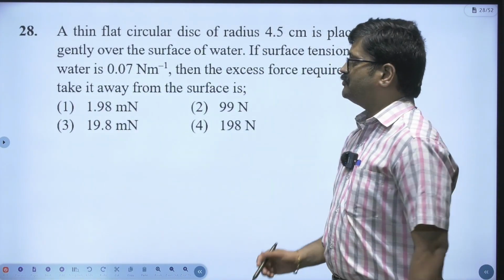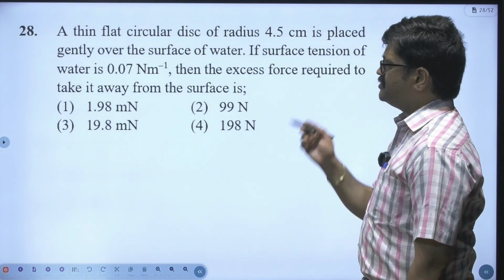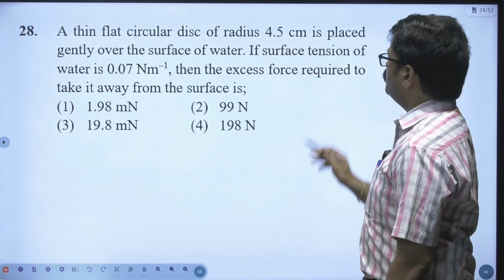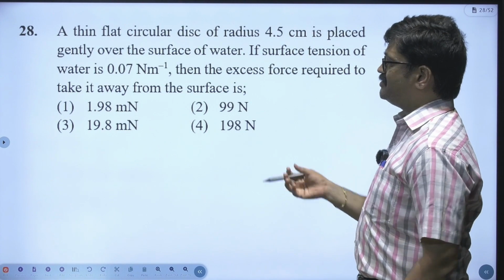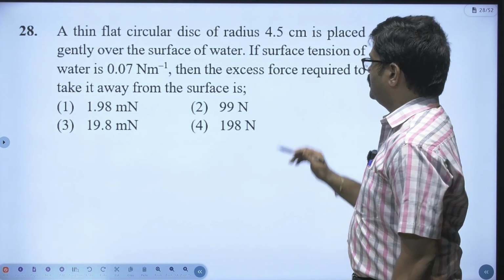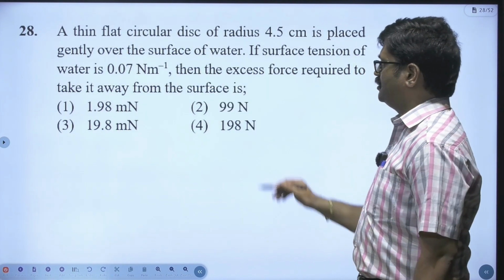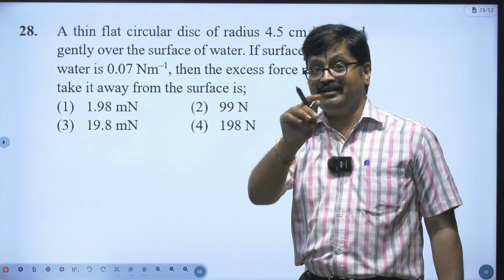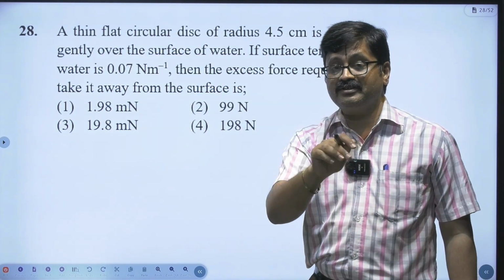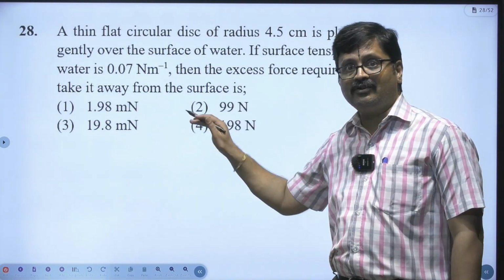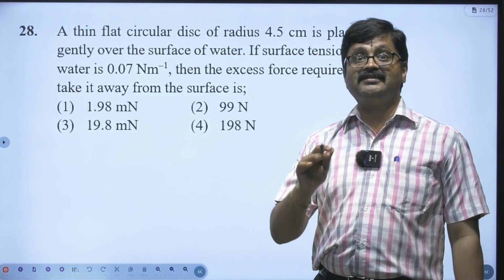Now this question is a very interesting question. A thin flat circular disc of radius 4.5 centimeter is placed gently over the surface of water. If the surface tension of water is 0.07 Newton per meter, then the excess force. See, in previous question papers, they had asked you to calculate excess pressure. But now they want us to calculate excess force.